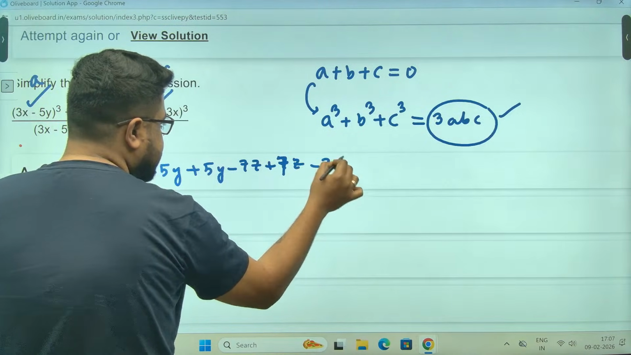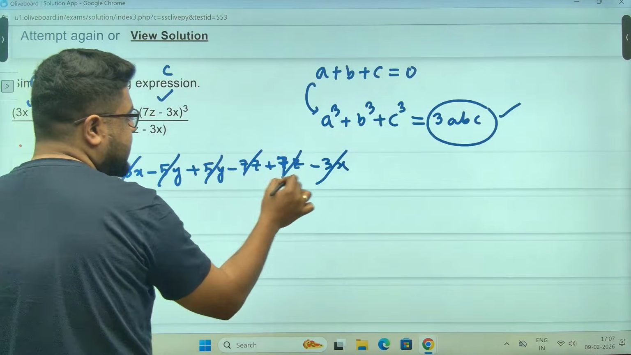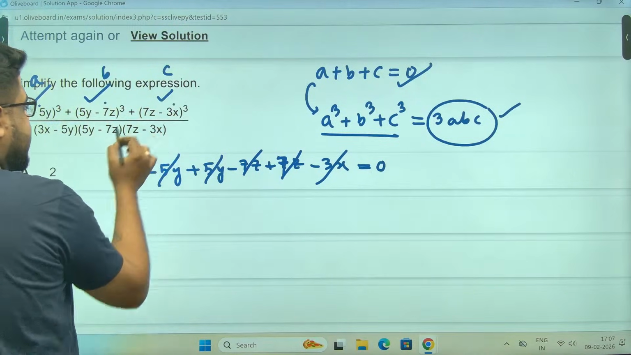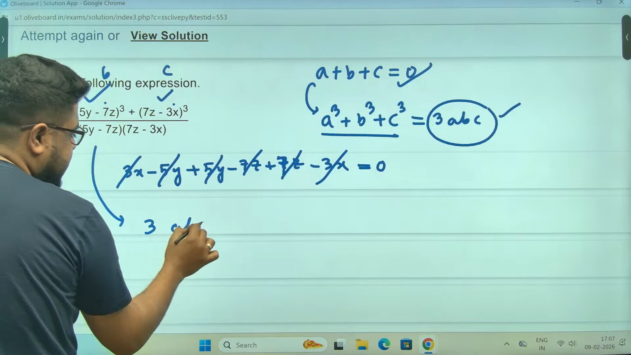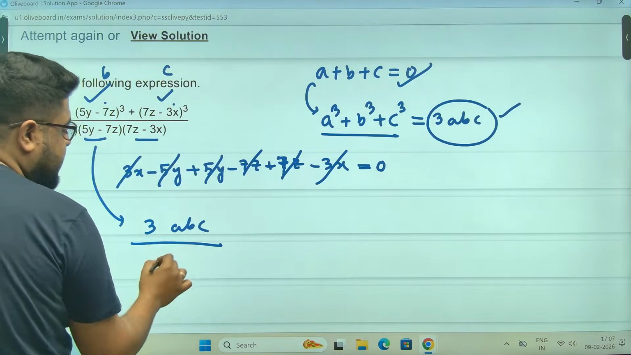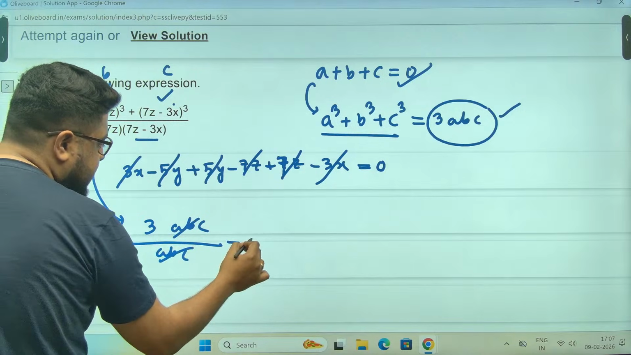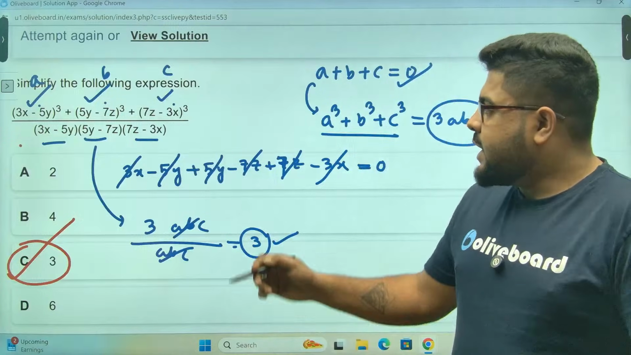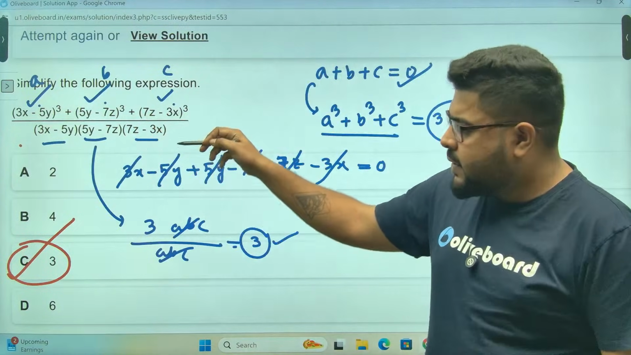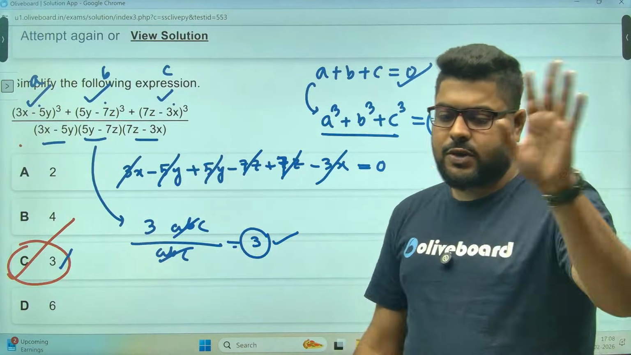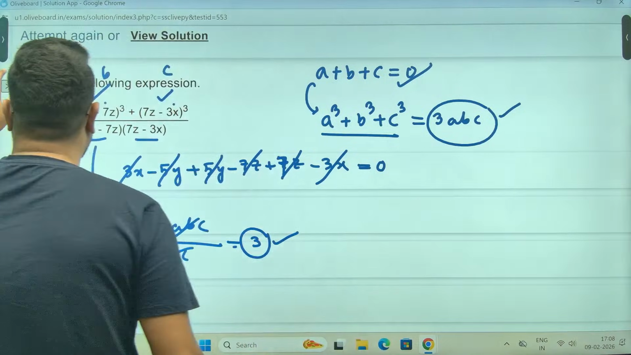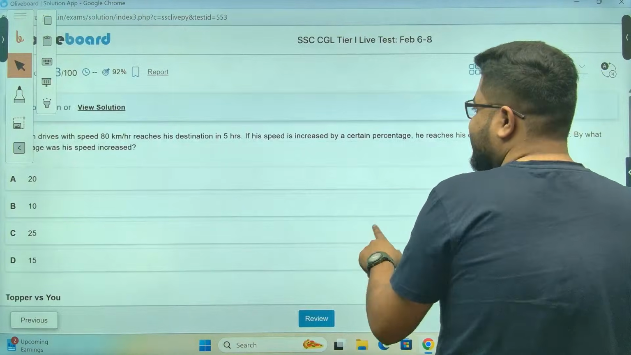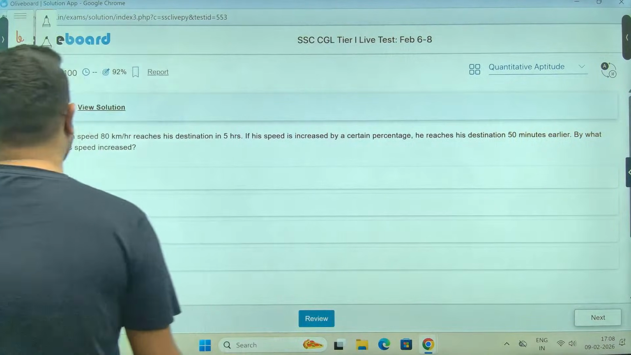So this turns out to be 3x gone, 5y gone, 7z gone. It turns out to be 0, sir. That means A cube plus B cube plus C cube will be 3 times ABC, and the denominator is also A into B into C. So this will cancel. The answer to such questions is always 3. You don't need to do all this. If you can see the sum is 0, you can directly mark 3 as your answer. You don't need to solve anything. This was a 10-seconder. 10 seconds is also too much. You don't even need that much.